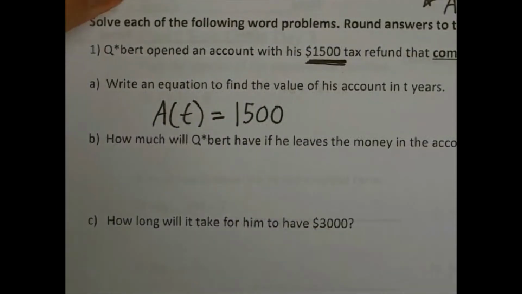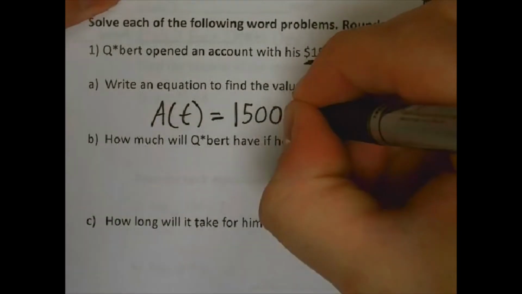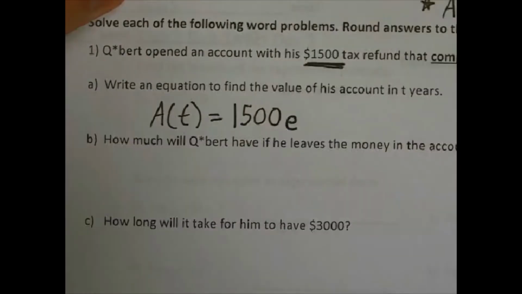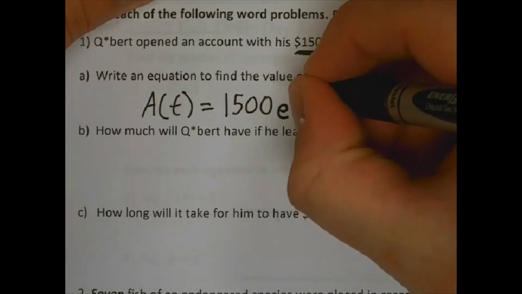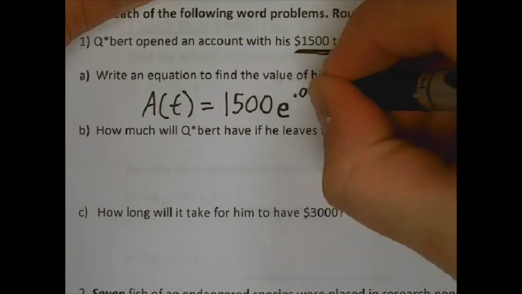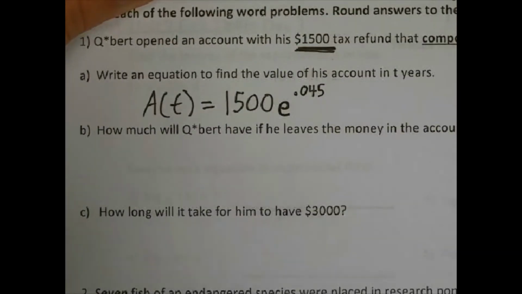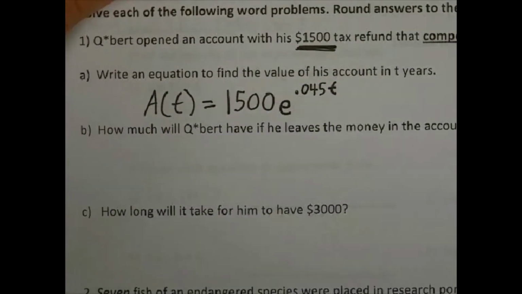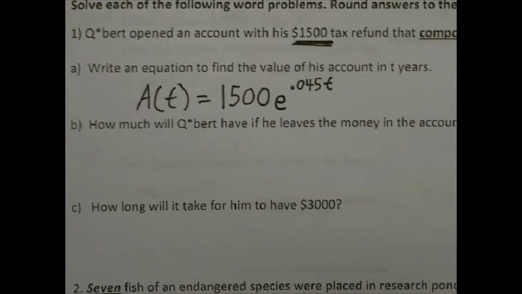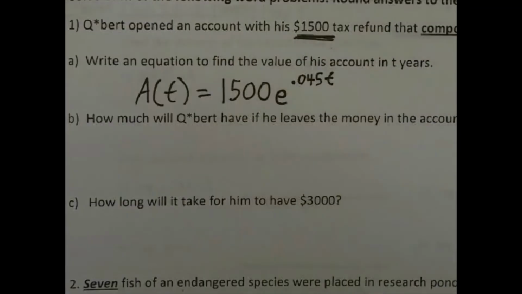Okay, boom. E is the inverse of natural log, so we're going to put the letter E and then RT. So my rate is 0.045, and then it says to find an equation to find the value of his account in T years. So I'm going to put a T to represent time. B, how much will Hubert have if he leaves the money in the account for 10 years?